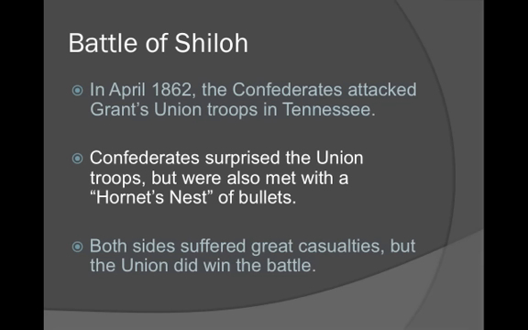He becomes a strong figure in Union's history through the Battle of Shiloh. In April of 1862, the Confederates attacked Grant's Union troops in Tennessee. So he was in charge of much of the western part of the state, whereas McClellan was more of the east. The Confederates were surprised by the Union troops and were met with a hornet's nest of bullets, or many, many bullets, or volleys, if you remember that term from our primary reading sources. Both sides suffered great casualties, but the Union did win this battle.